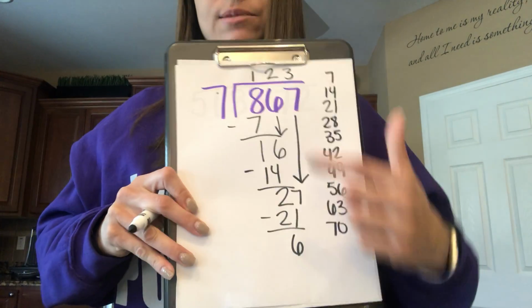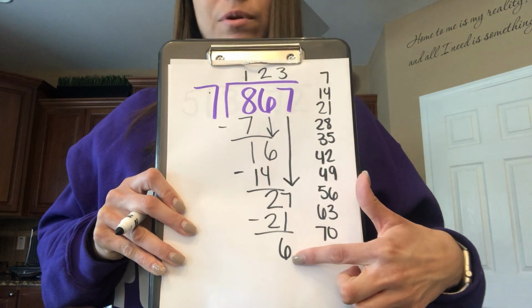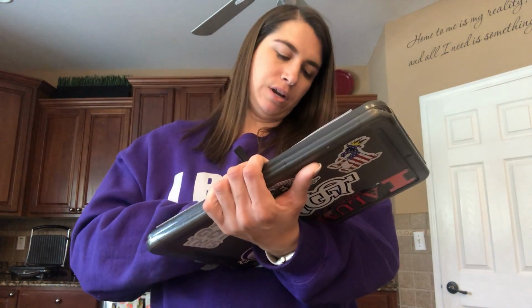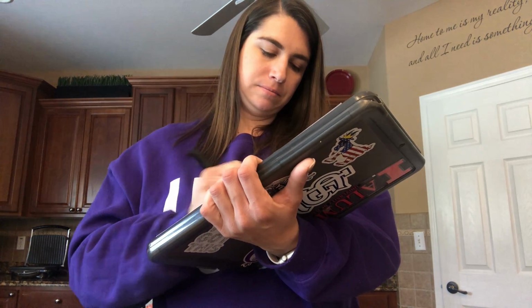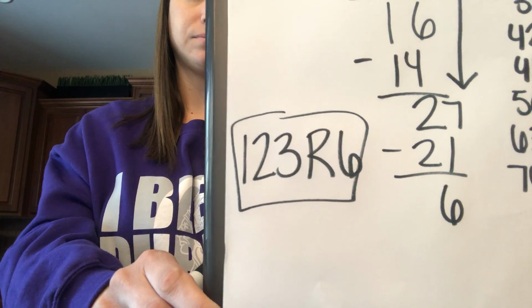Since 6 is smaller than 7 and there's nothing else to bring down, repeat becomes remainder, and I'm going to make the 6 my remainder. So you should have gotten 123, remainder 6. All right, cruising right along.